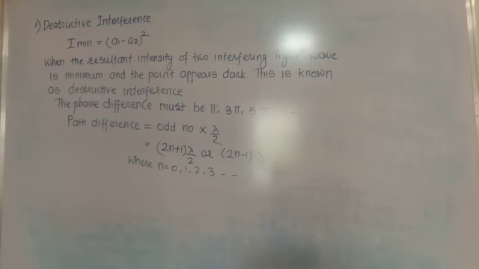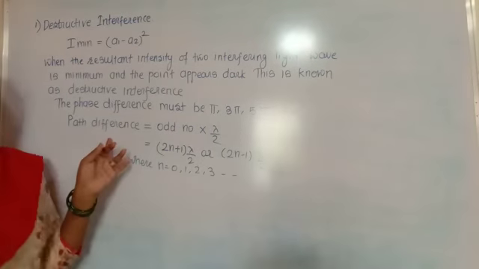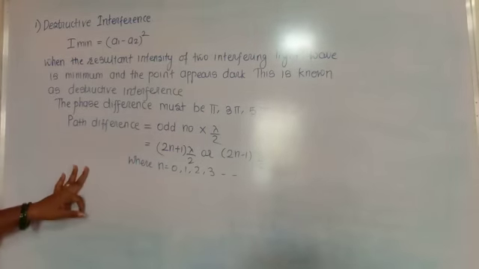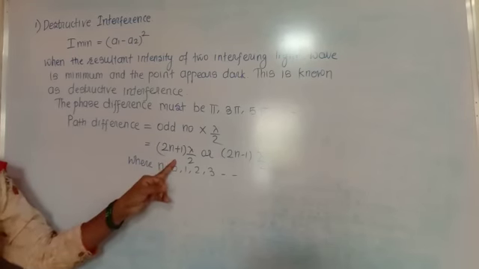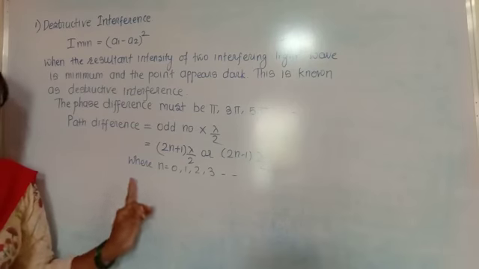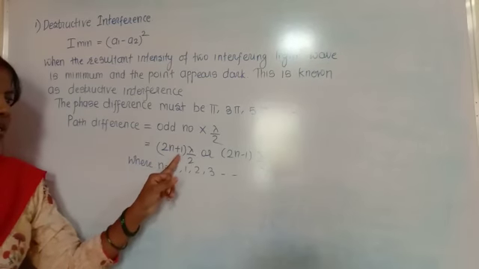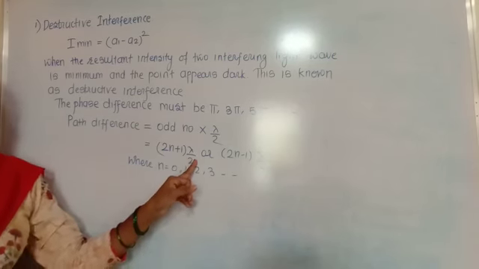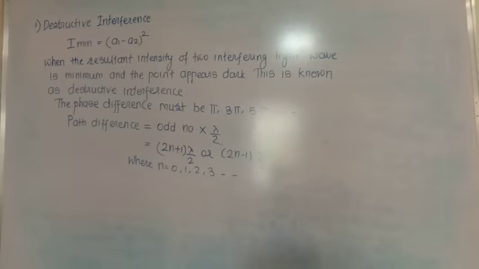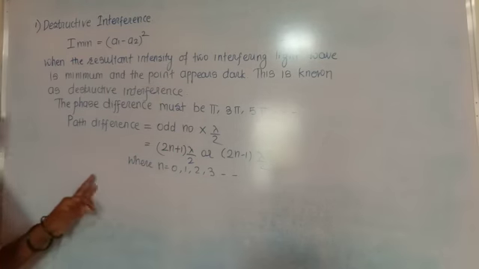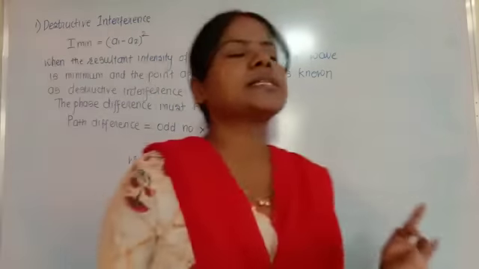Thus, if the optical path difference between the two interfering light waves arriving at a point is equal to the odd integral multiple of half of the wavelength, then the waves arrive out of phase at that point and their overlapping produces destructive interference and the point appears dark. So this is known as the destructive interference.